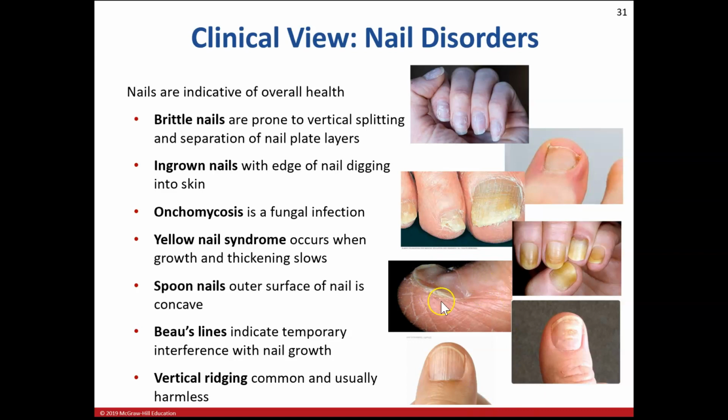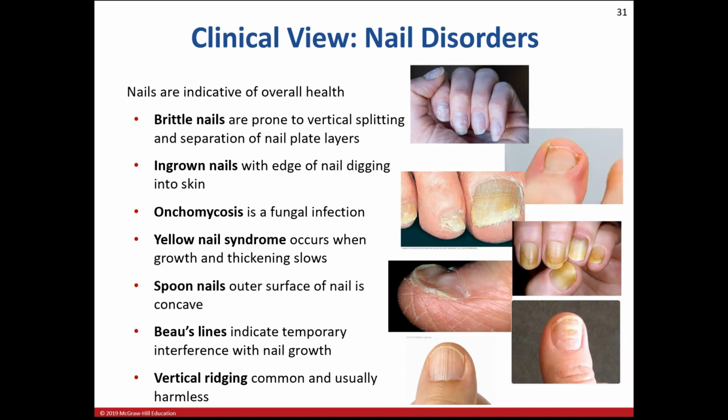If someone has a spoon nail like this, it means that the outer surface of the nail is concave. If this has taken place, it could be a sign that there is an iron deficiency type of anemia or a liver condition known as hemochromatosis, in which your body absorbs too much iron from the food that you're eating.